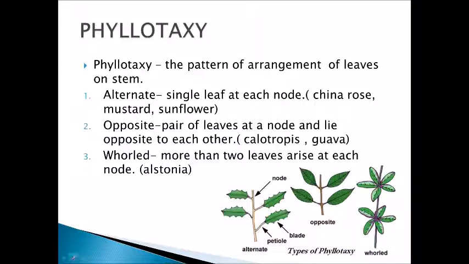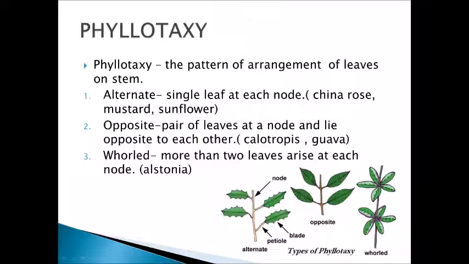So here you can see this is the diagram. This is the node from where one leaf is coming. This is another node from which another leaf is coming. That way, if you see in this diagram, from one node only one leaf is coming out and they are alternately arranged. So this type of phyllotaxy is called as alternate. This type is seen in sunflower, mustard, China rose.